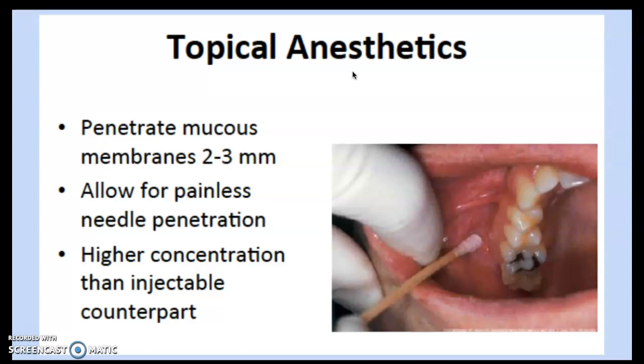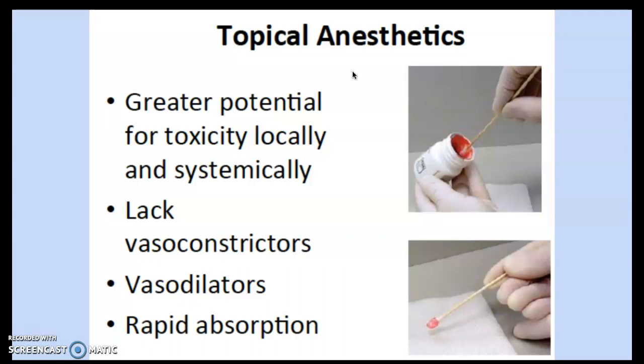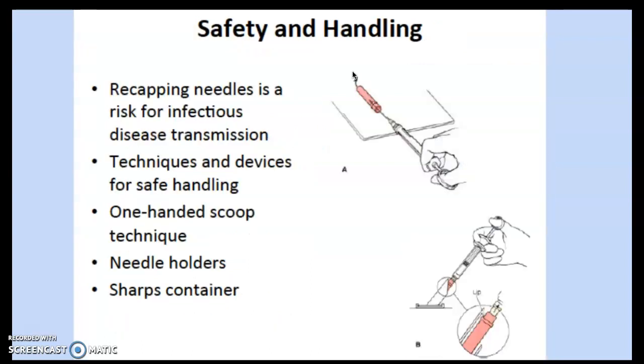Topical anesthetics. This penetrates the mucous membranes 2 to 3 millimeters. It allows for painless needle penetration. It has a higher concentration than its injectable counterpart, but it has greater potential for toxicity locally and systemically. They lack vasoconstrictors and vasodilators, and they have rapid absorption.